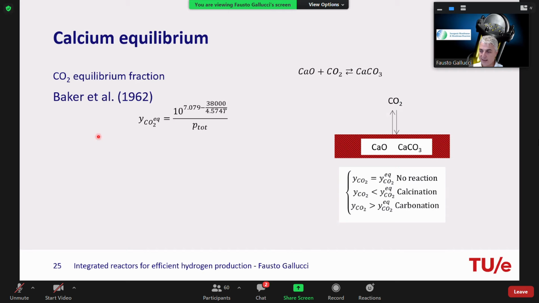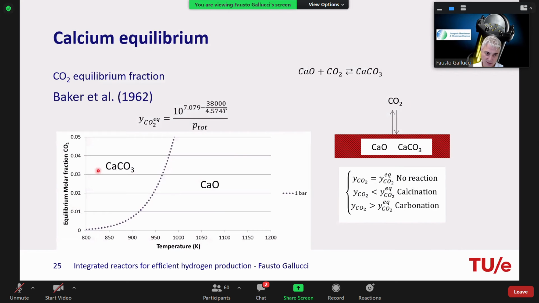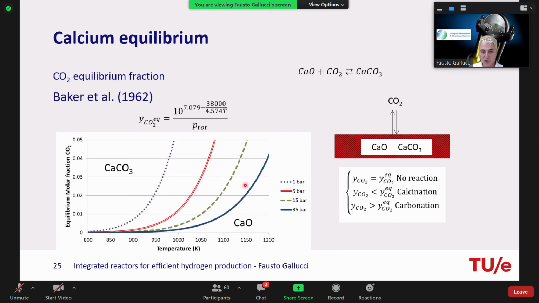So if you take this function here, you can see that, for example, at 1 bar, below 900 degrees, you need a partial pressure of CO2 more than 0.01 to get the capture of the CO2. If you have a lower pressure, then you have a release of CO2. So going from here to here, you go from calcium carbonate to calcium oxide. And of course, it depends on the pressure, so you can also play with the pressure such that you have more or less calcium carbonate or calcium oxide.